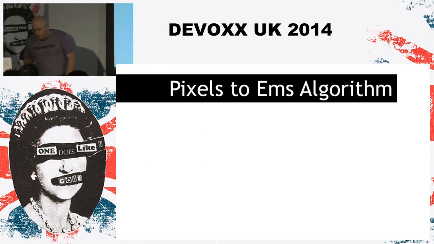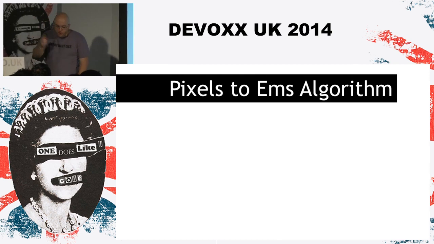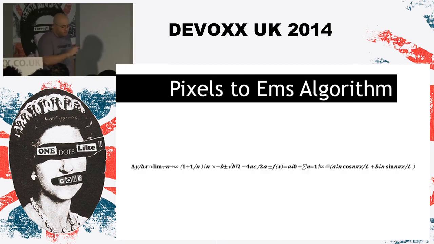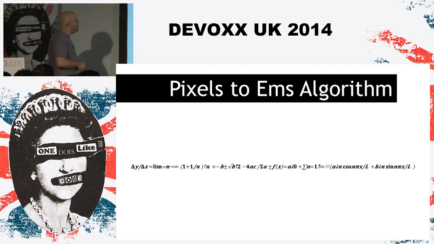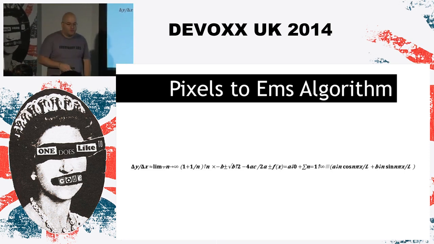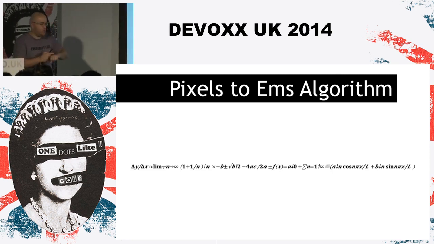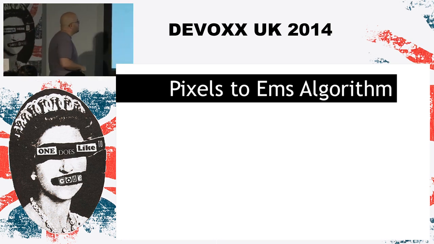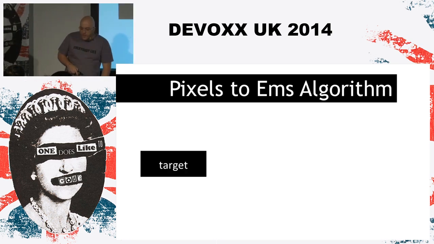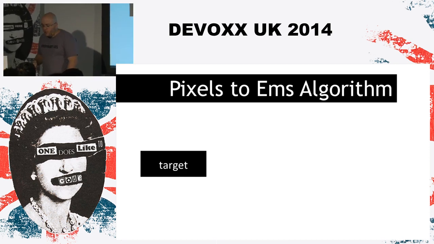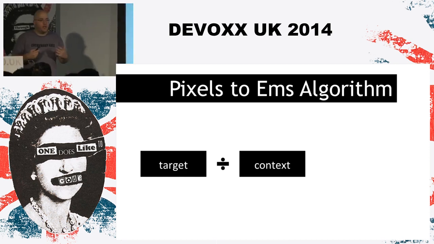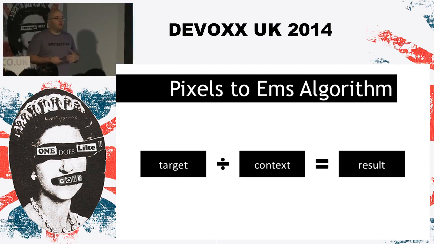So the first thing we need to do is go from pixels to EM. And this is what we're going to do for the next 30 minutes. People are kind of afraid. Yeah, maybe I have time to go to another session. It's not true. The algorithm is pretty simple. We're going to take the target, divide this by the context, and that's going to give us the result.